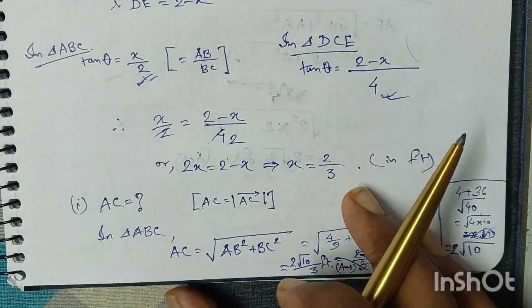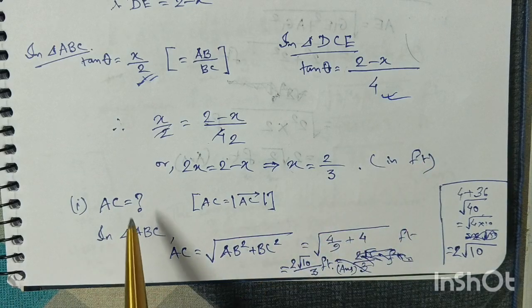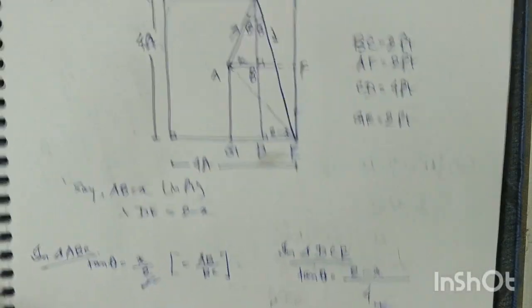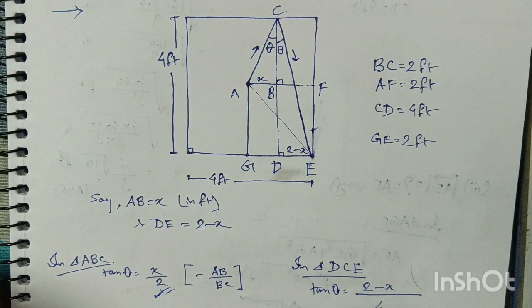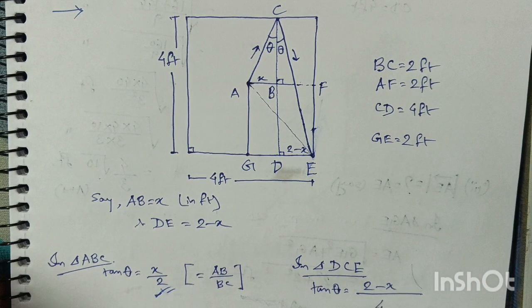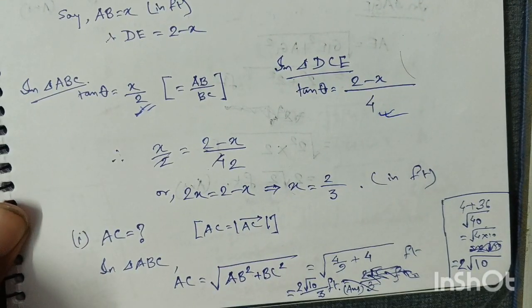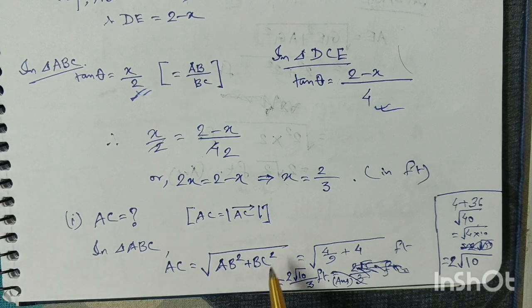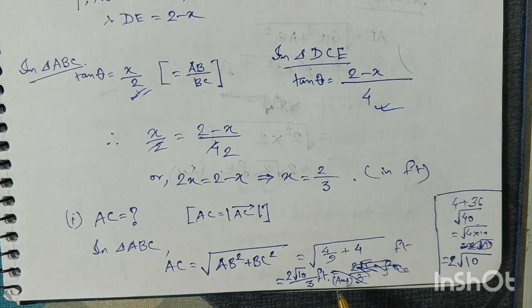Now the first question is, AC is equal to how much? In the figure, from triangle ABC, AC is equal to root over AB squared plus BC squared, as we can get from Pythagoras theorem, is equal to root over 2 by 3 whole square, that is 4 by 9, plus 2 square, that is 4 feet, is equal to 2 by 3 into root 10 feet.